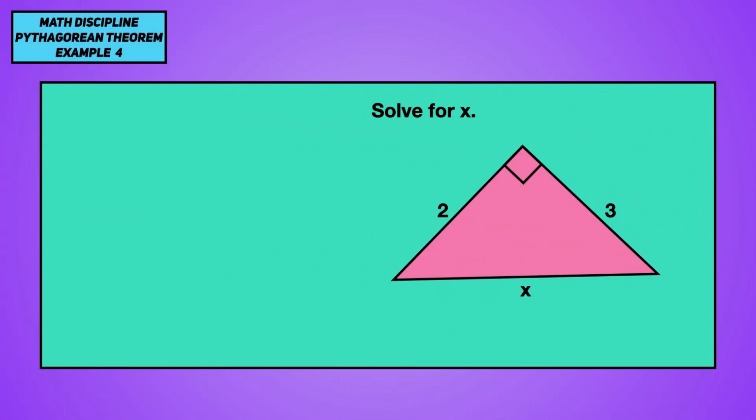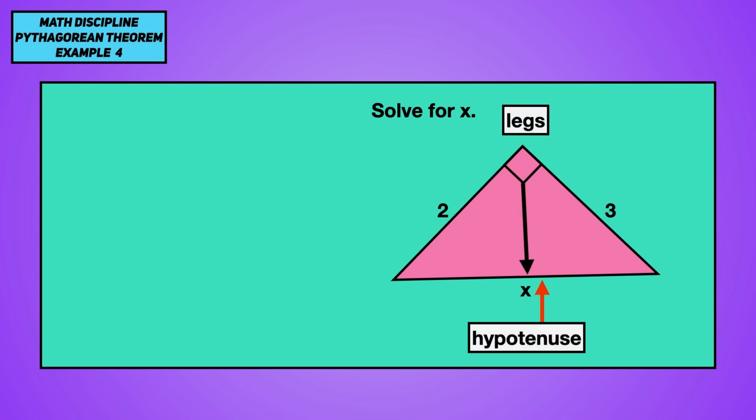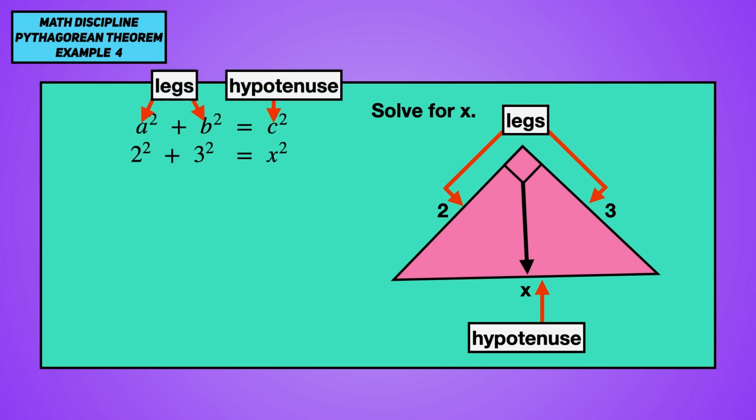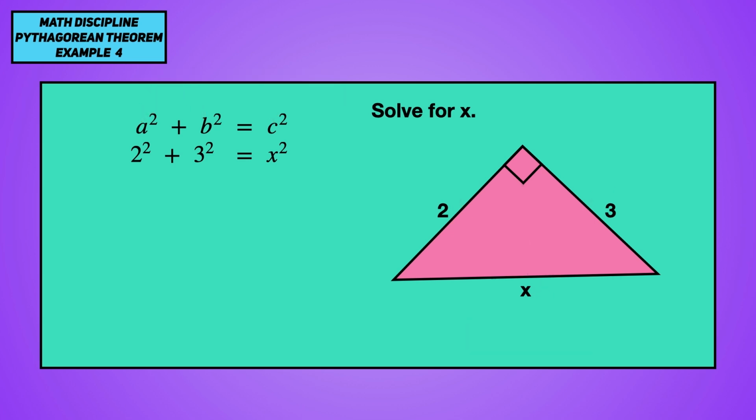Example 4 is similar to our first two examples with a slight twist at the end. The hypotenuse is unknown and the legs have values of 2 and 3. We substitute a and b with the values of the legs, 2 and 3, and we substitute c with the value of our hypotenuse, x. 2 squared is 4 and 3 squared is 9. We add 4 plus 9 and that gives us 13.